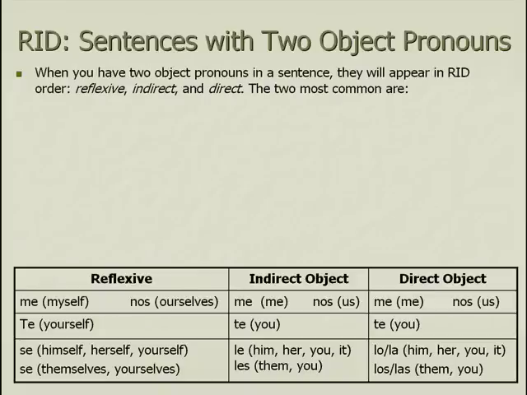What is the RID rule? When you have two object pronouns in a sentence, they will appear in RID order: reflexive, indirect, and direct. I have videos that cover the reflexive, indirect, and direct pronouns.